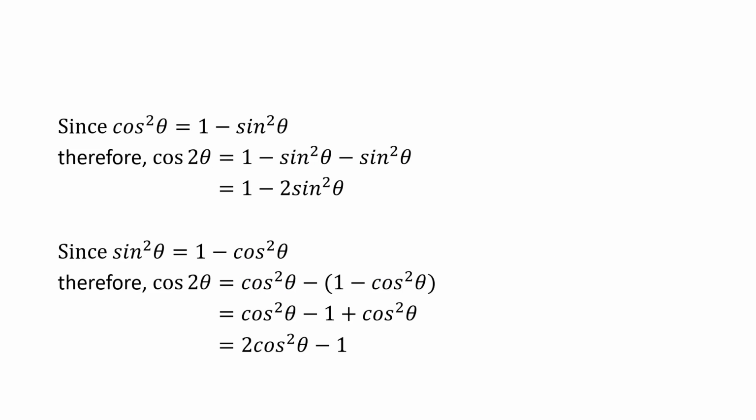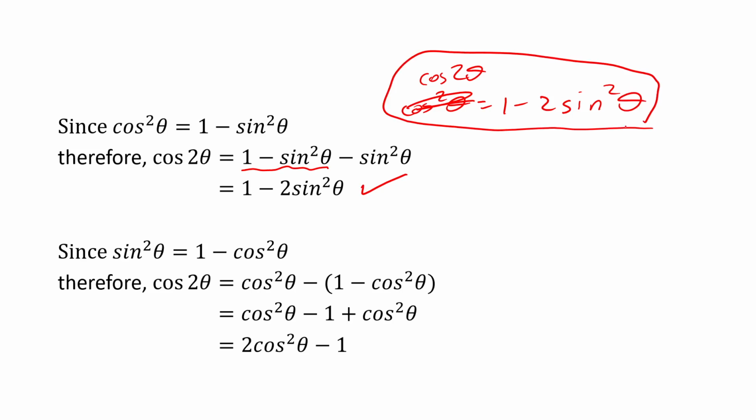So here we go. Since cos squared theta equals 1 minus sine squared theta, therefore, instead of saying cos 2 theta is cos squared theta minus sine squared theta, we can say it's 1 minus sine squared theta minus sine squared theta. And that equals 1 minus 2 sine squared theta. So in other words, cos of 2 theta equals 1 minus 2 sine squared theta. And that is a second double angle formula for cos of 2 theta.